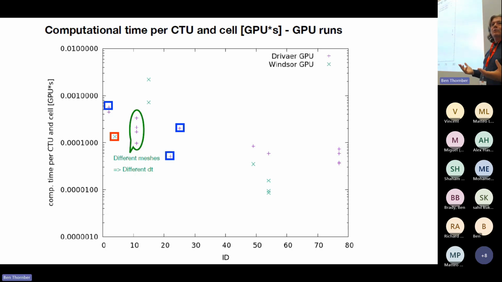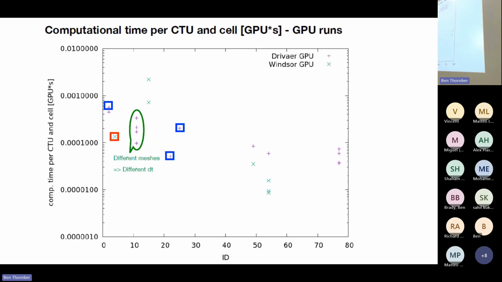Since when we use this value, we depend a lot on the time step that we are using, that is typically coupled to the mesh. You have a coarse mesh, you have a bigger time step. Perhaps it's better to look only at the results that are in committee grids that I have marked there in blue for the Driver and one also for the Windsor. So this is what we can see.